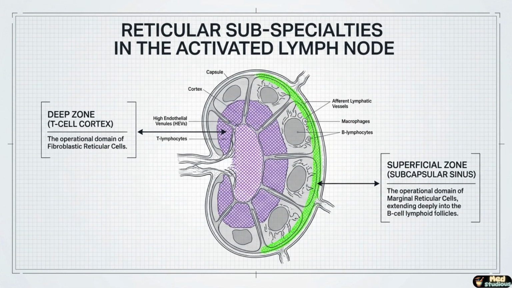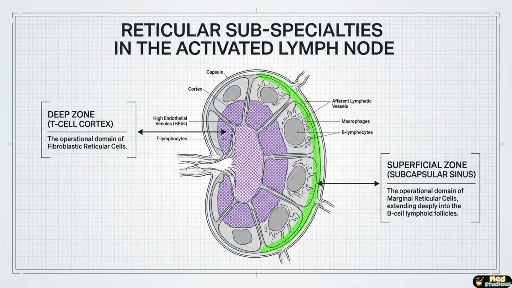When we look at an activated lymph node, we see that reticular cells actually specialize based on their exact location. A lymph node is essentially divided into different zones. In the deep zone, also known as the T-cell cortex, we find a specific subspecialty called fibroblastic reticular cells. This is their primary operational domain, where they interact heavily with T lymphocytes and the high endothelial venules that bring cells into the node. However, if you move outward to the superficial zone, specifically the subcapsular sinus just beneath the outer capsule, the environment changes.